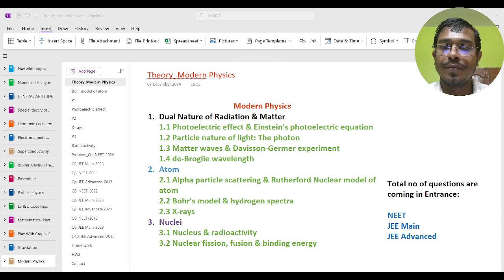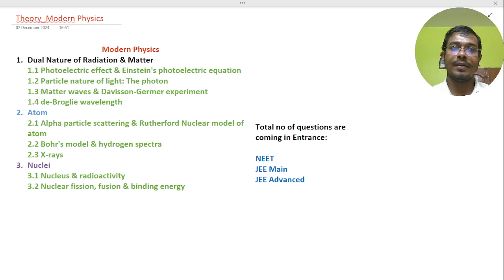Basically today we will discuss the most important topic of class 12, modern physics. Here we have three parts. The first one is dual nature of radiation and matter, atom and nuclei: photoelectric effect and Einstein photoelectric equation, particle nature of light, the photon, matter wave and Davisson-Germer experiment, de Broglie wavelength, alpha particle scattering and Rutherford nuclear model of atom, Bohr model and hydrogen spectra, X-rays, nucleus and radioactivity, nuclear fission, fusion and binding energy.